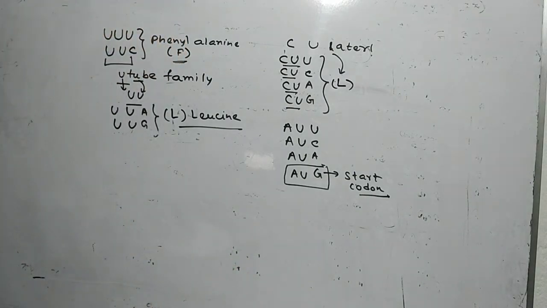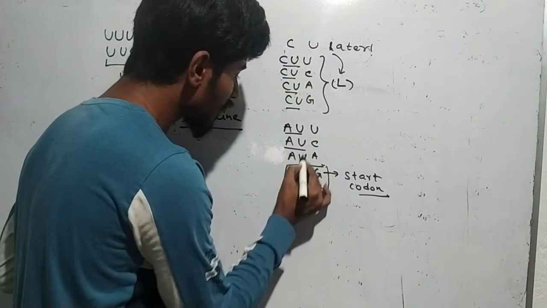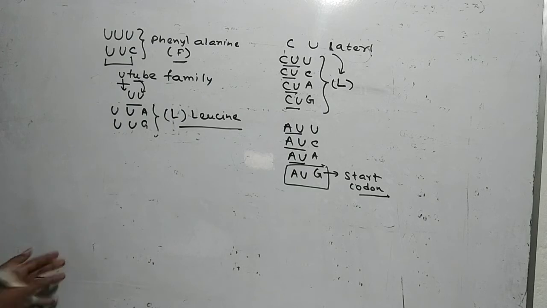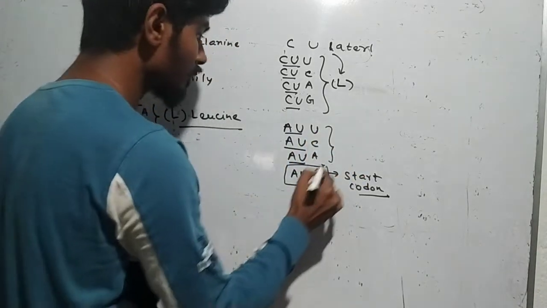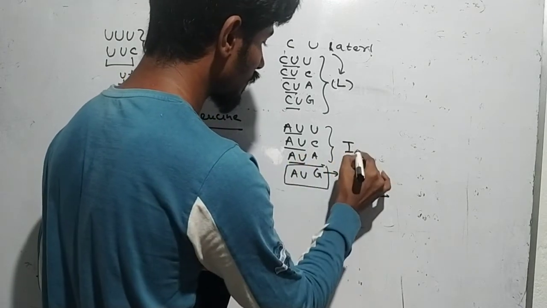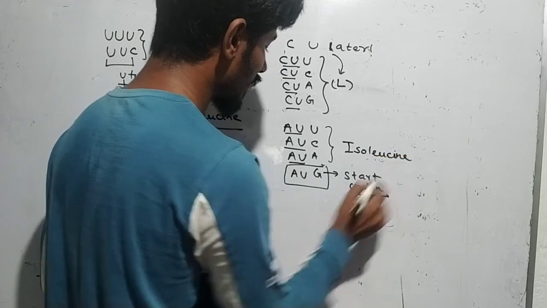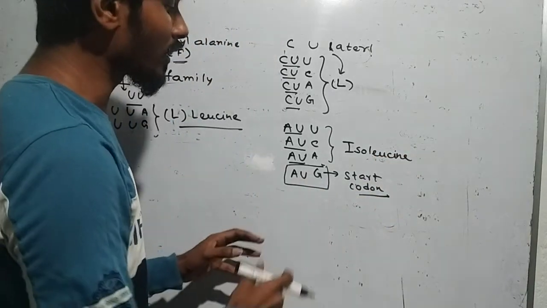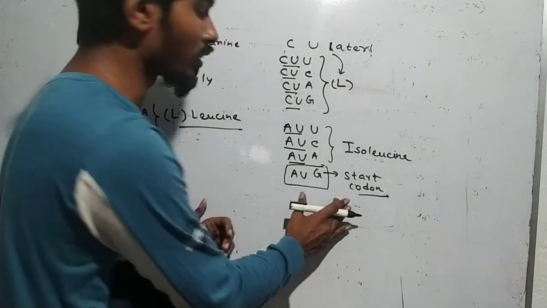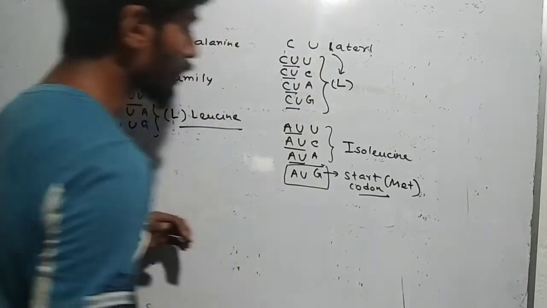Okay, now this AU, you can see that there is always this two letters, the first two letters AU, and it codes for isoleucine, and this is the start codon. And if it is not working as a start codon, it will code for methionine. Okay, it will code for methionine.